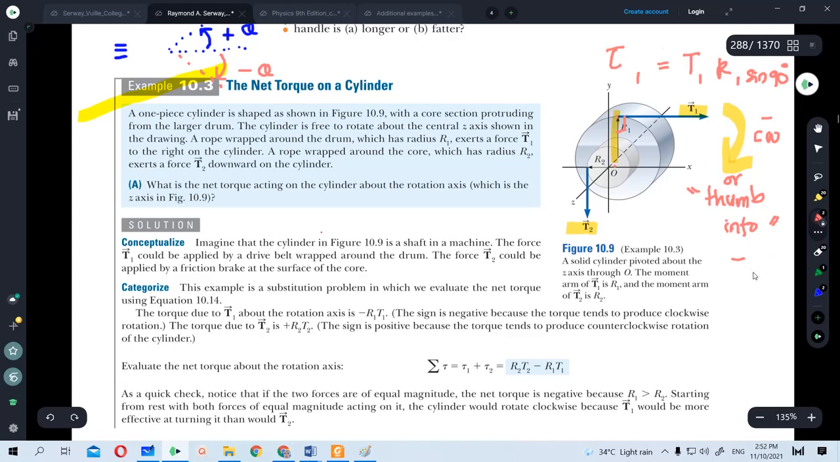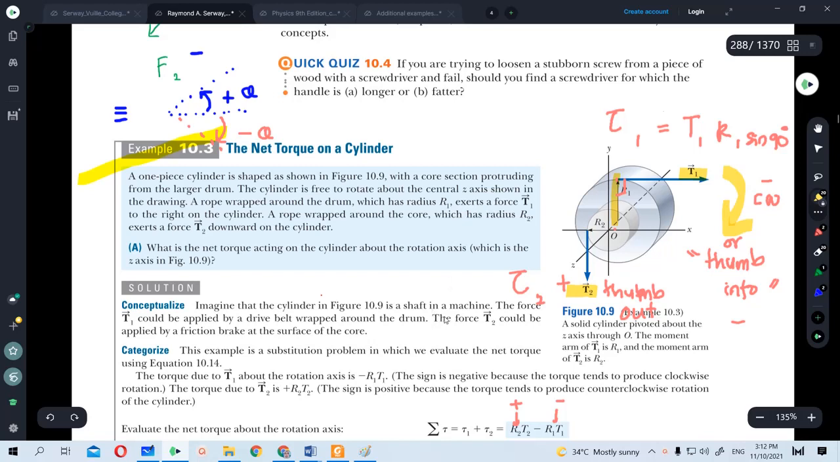And you find this one, curling your fingers will make your thumb out of the page. Your thumb is out of the page. Because it is out of the page, you find that, yes, torque number 2 is a positive product. Let's double check that this is positive and observe this is negative.